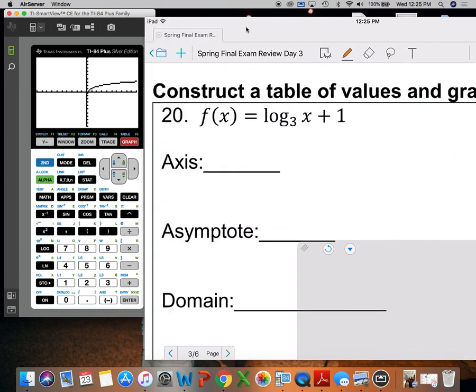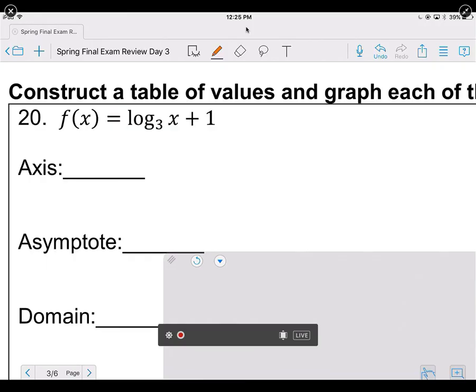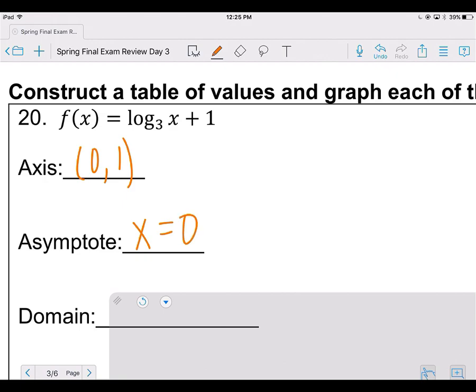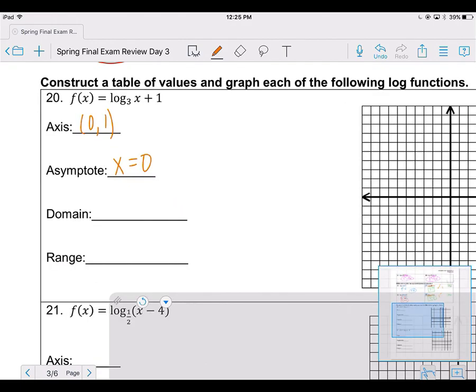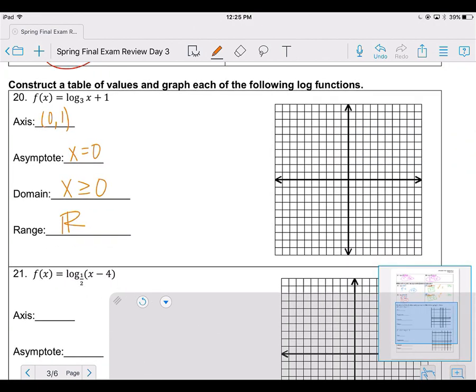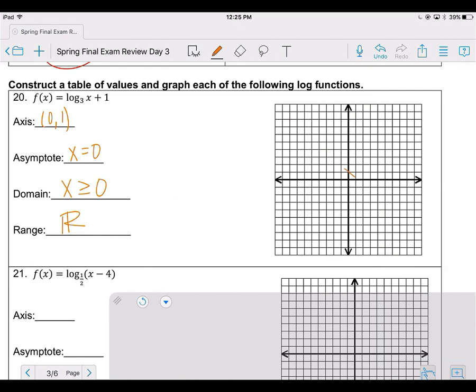So my axis is whatever the opposite is with x. X has nothing with it. It would be in parentheses if it did. The asymptote this time is x equals, so my domain is greater than my asymptote, and my range this time is all reals. So my axis is at 0, 1. My asymptote goes through 0, and my graph, as we saw, comes up and goes across.